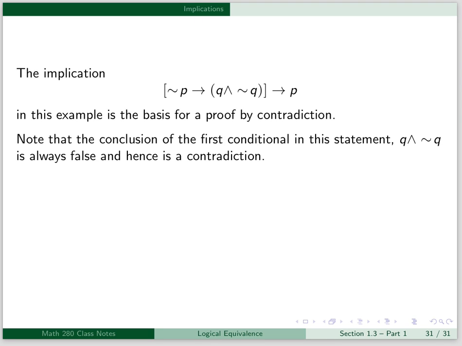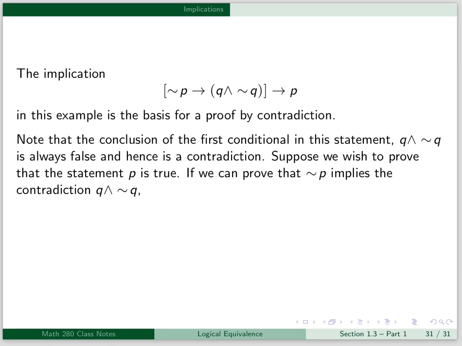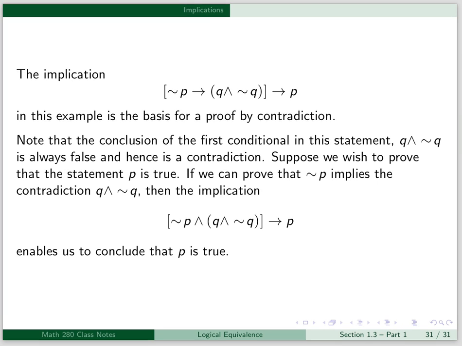Note that the conclusion of the first conditional in this statement, Q and not Q, is always false and hence is a contradiction. Suppose we wish to prove that the statement P is true. If we can prove that not P implies the contradiction, Q and not Q, then the implication enables us to conclude that P is true. So basically what we're doing is proving the hypothesis of this conditional is true, and since this is an implication, we're able to conclude that the conclusion P must be true.